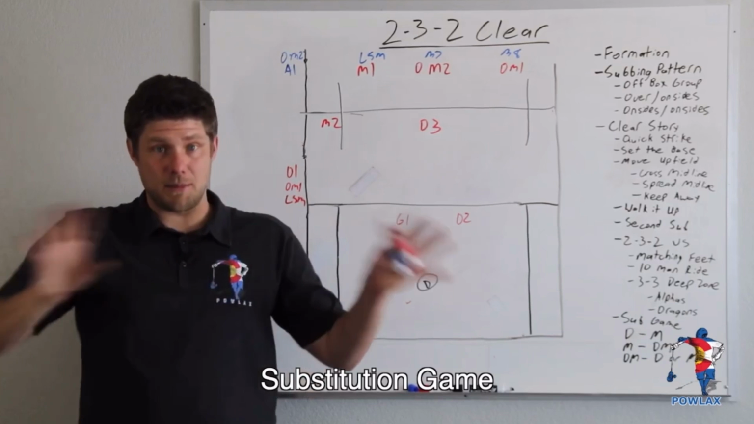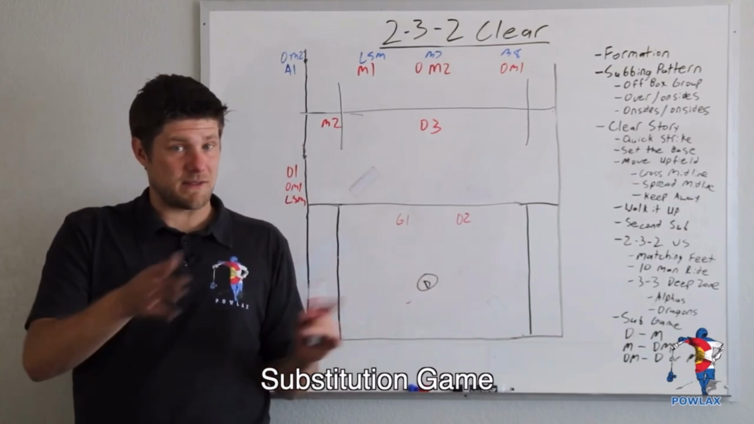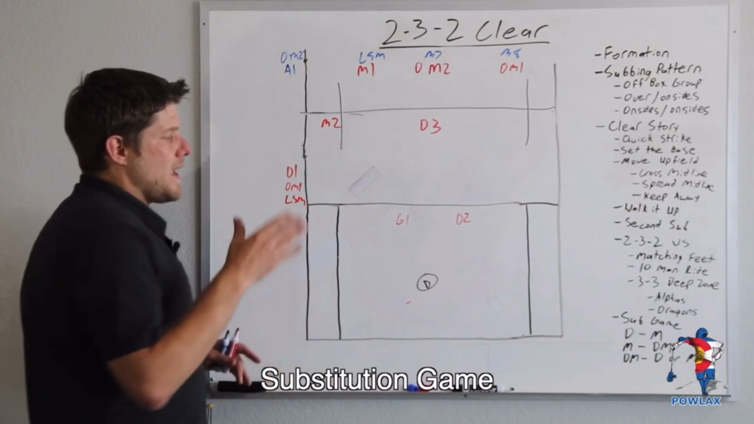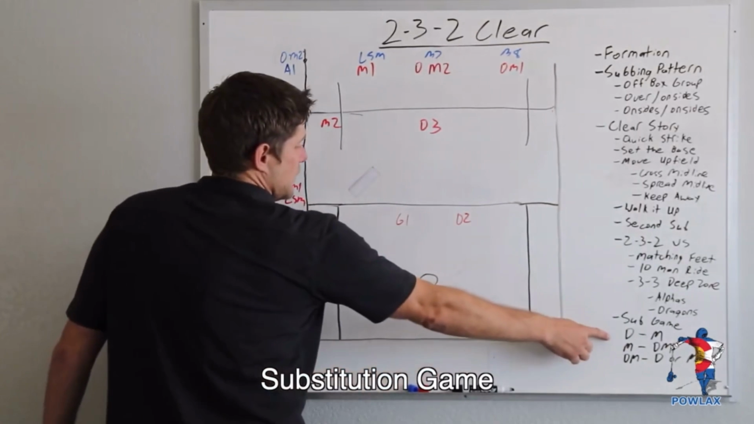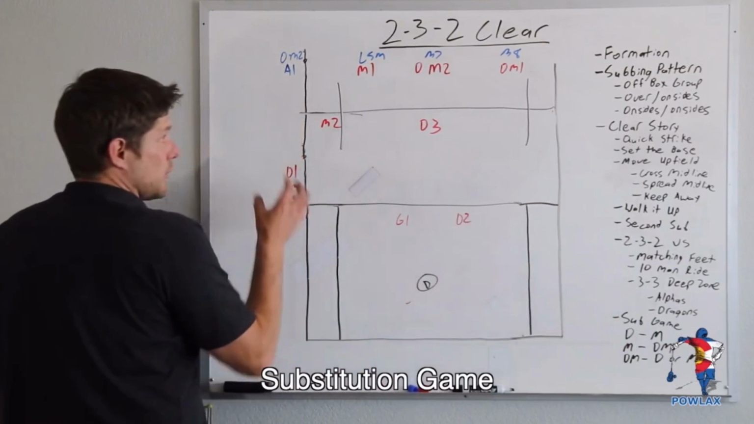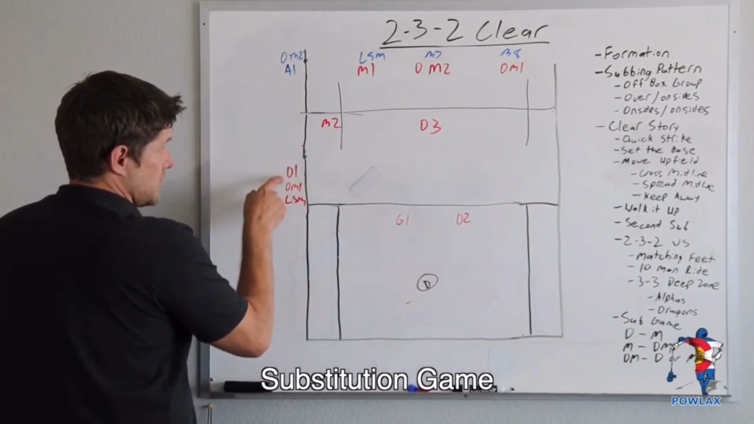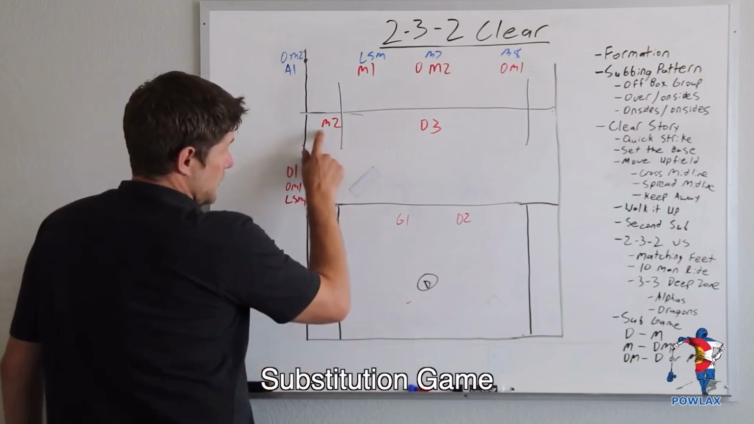So we're just going to eliminate that fact from this and talk about the mechanics of subbing through the midline. Any sub through the midline is going to have 3 components. A defenseman will sub out for a midfielder. Here in our clear, we've already done that. D1's already off the field. M2 is now on the field.